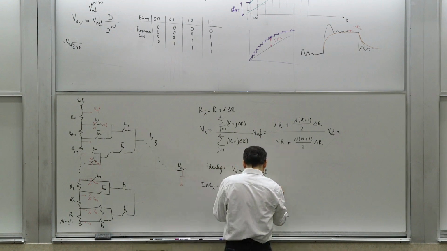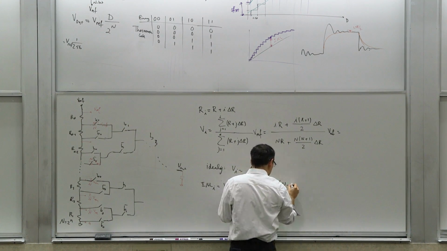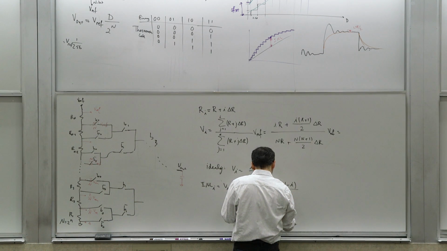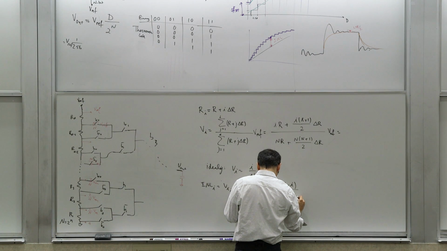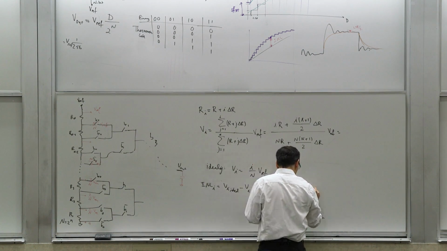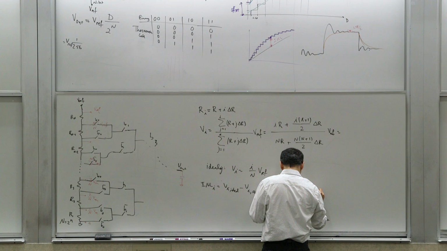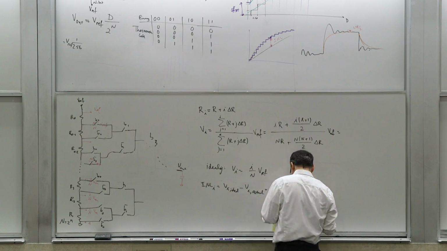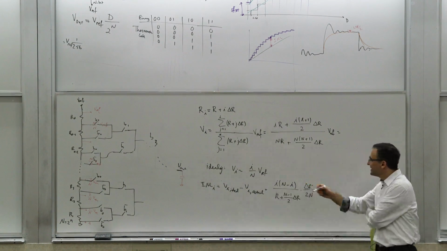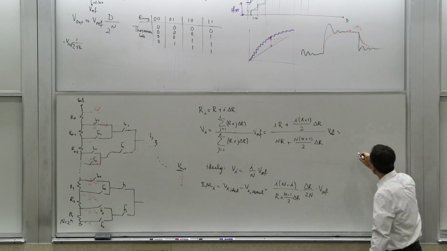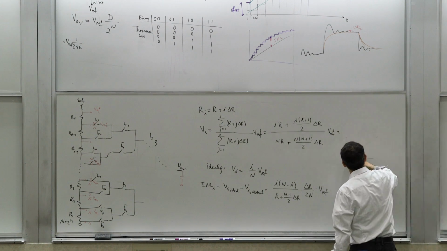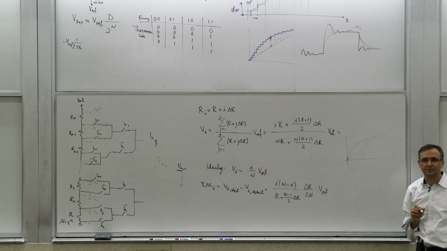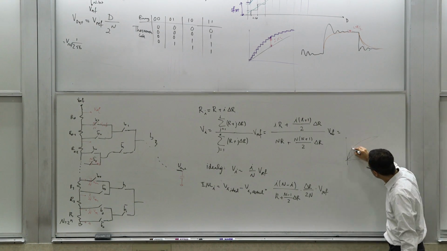And when you do that, you can just plug this in. And what you get is I times n minus I divided by R plus n minus 1 over 2 delta R times delta R over 2n times Vref. So this is the INL, the deviation from the straight line curve that you will get because of this gradient, right? So it's this deviation at every point.